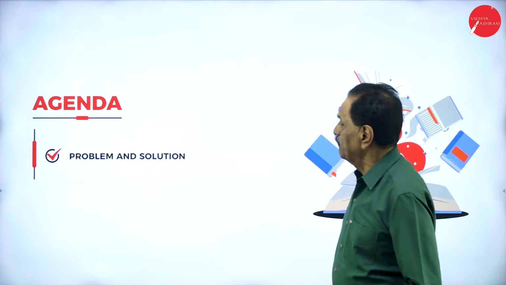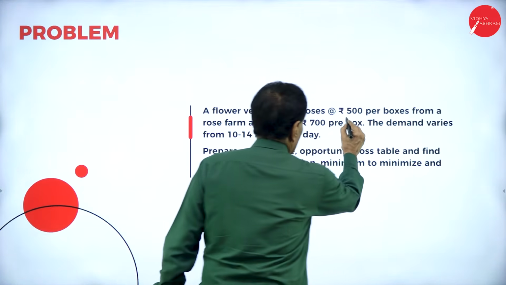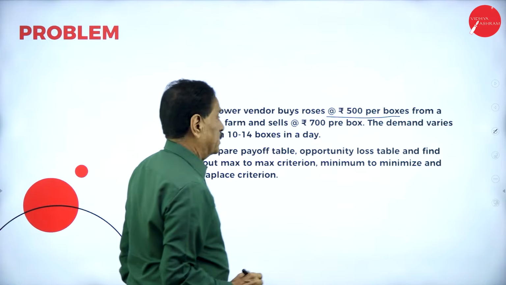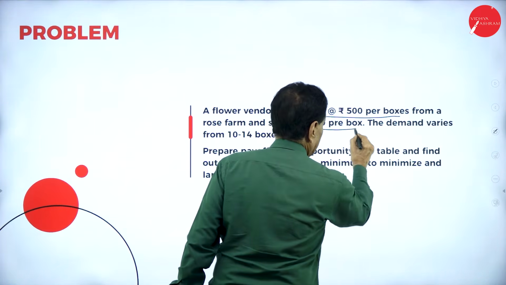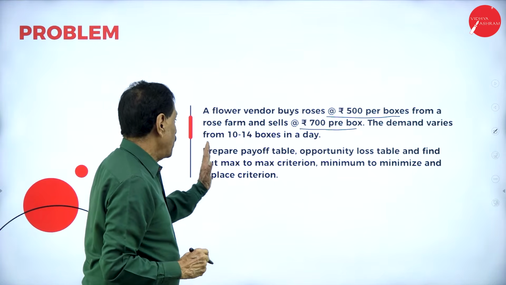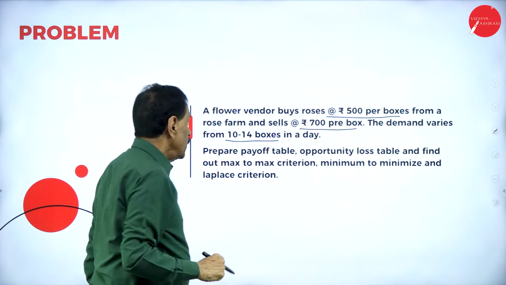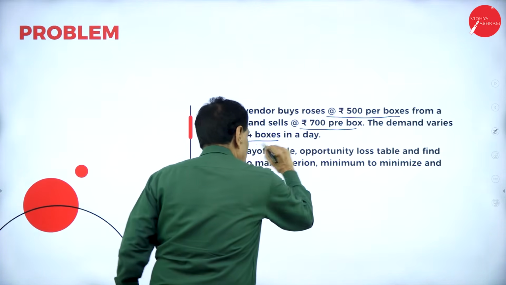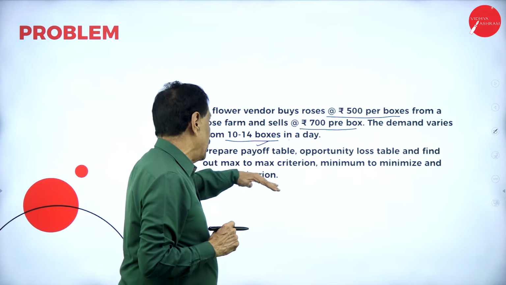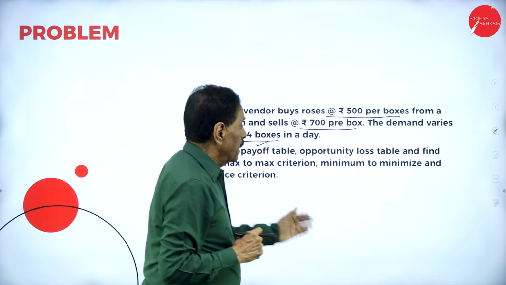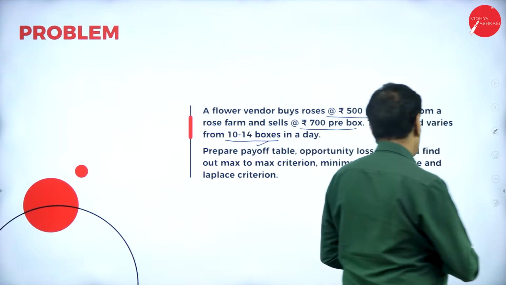Problem and solution. A flower vendor buys roses at rupees 500 per box from a rose farm and sells at rupees 700 per box. The demand varies from 10 to 14 boxes in a day. Prepare the payoff table, the opportunity loss table, and find out the maximax criterion, minimax criterion, and Laplace criterion. We'll move on to the problem now.